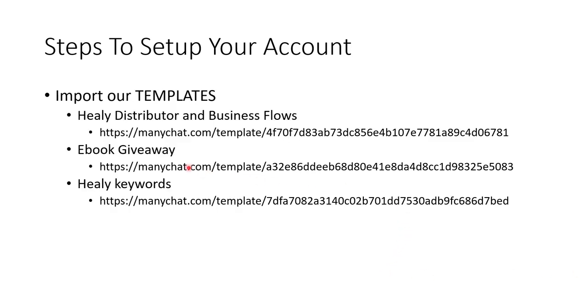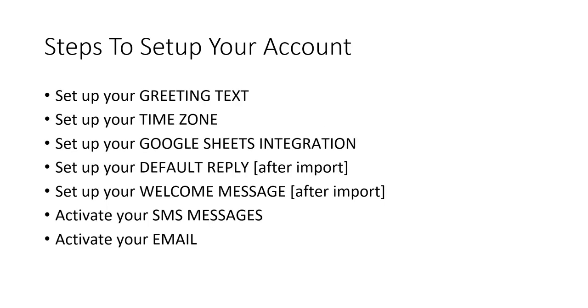We're going to give you 3 links. One for the Healy distributor and business flows. Bam, you get this link. One for giving away ebooks. Bam, you get this link. And one for setting up Healy keywords. Bam, you get these links. And what this does is it gives you a lot of pre-built Manychat flows. And we'll show you that in more detail in just a minute. Okay, but for now, let's go back and let's focus on setting up our account.